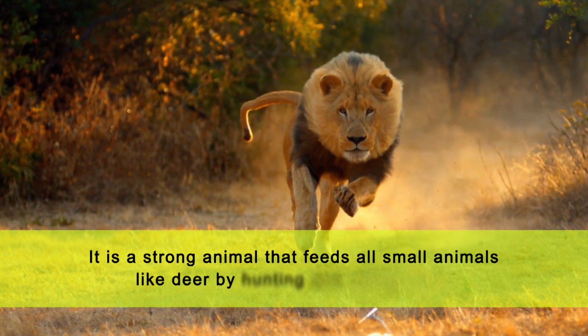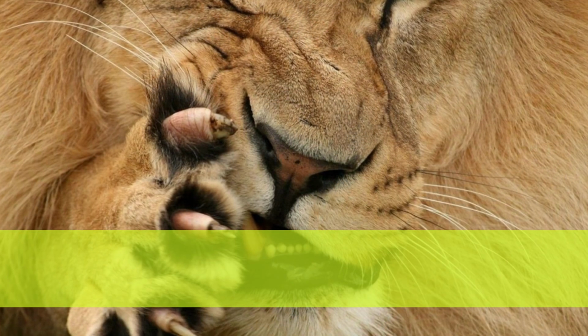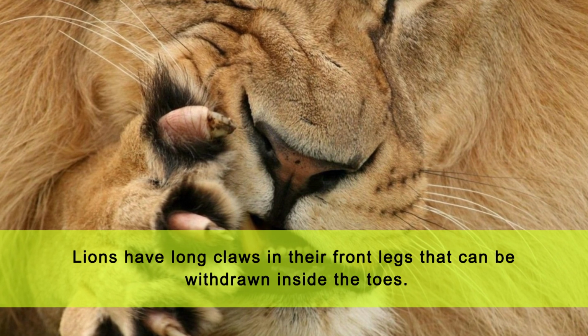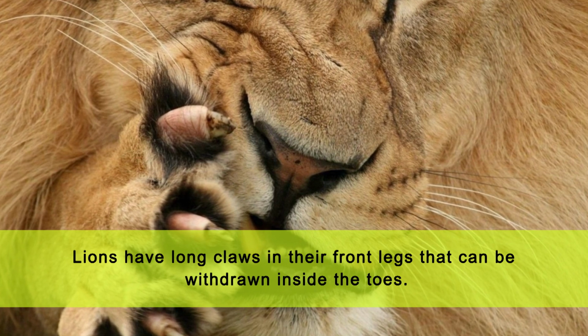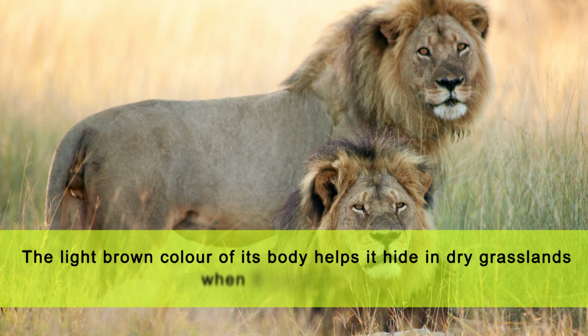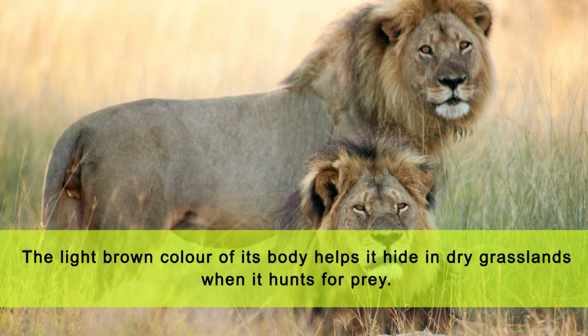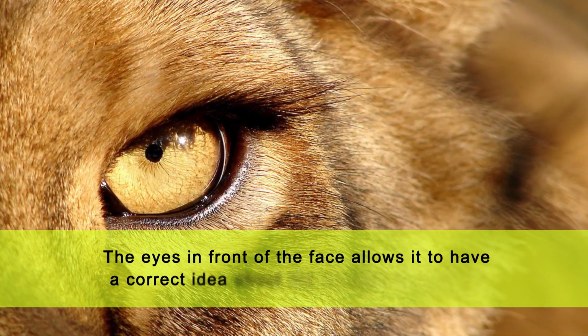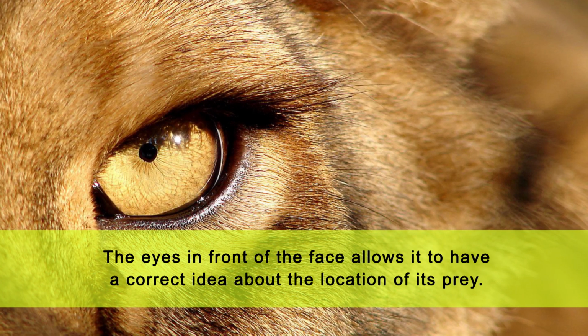First, let us see how a lion manages to live in a forest or grassland. It is a strong animal that feeds on small animals like deer by hunting and killing them. Lions have long claws in their front legs that can be withdrawn inside the toes. The light brown color of its body helps it to hide in dry grasslands when it hunts for prey. The eyes in front of the face allow it to have a correct idea about the location of its prey.